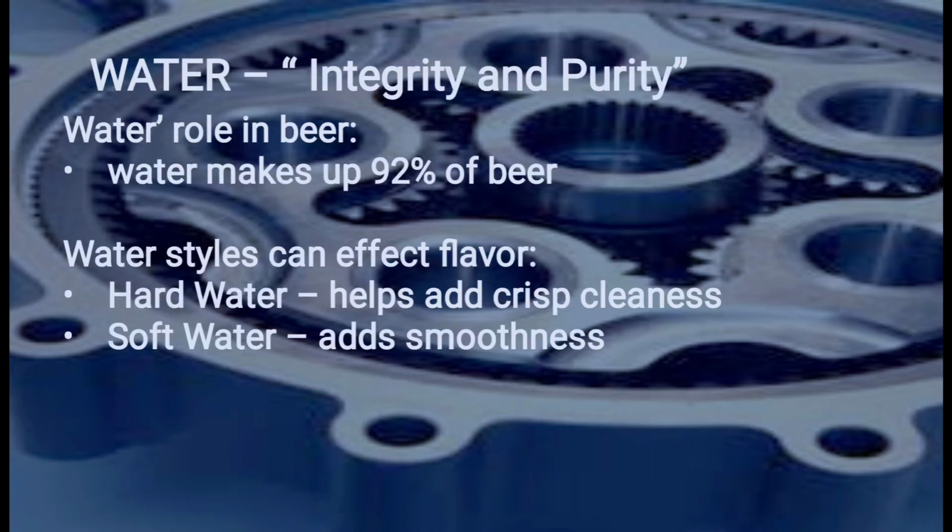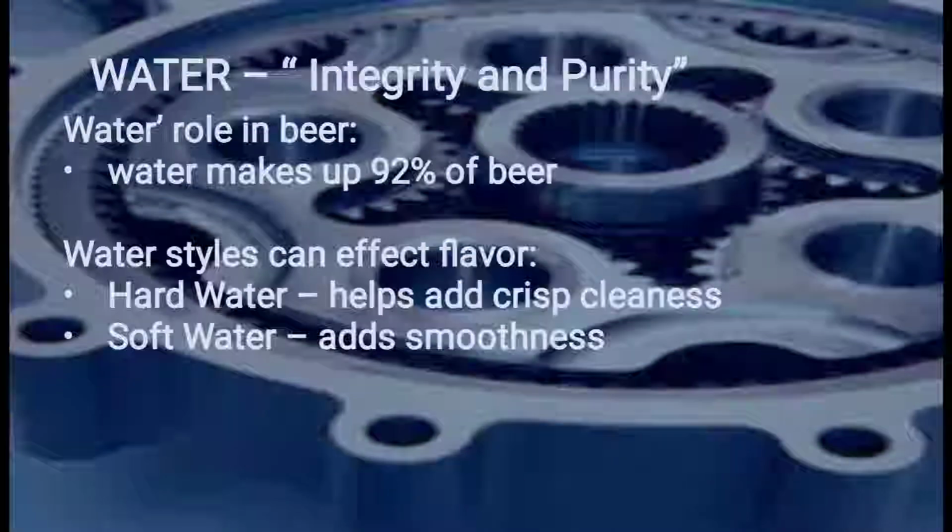Next, we have the water, the integrity and purity of the beer. Water's role in beer: water makes up 92% of beer. Water styles can affect flavor. Hard water helps add crispness and cleanness, while soft water adds softness.